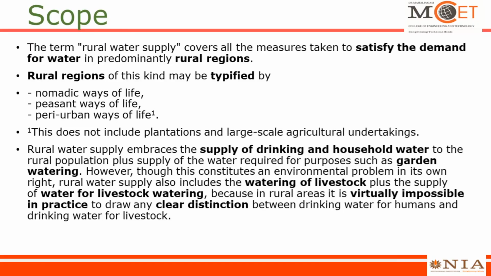Scope: the term rural water supply covers all the measures taken to satisfy the demand of water in the predominantly rural regions. So actually here I have taken the example of rural water supply scheme, right? The same thing can be modified or extended for an urban water supply scheme. So the rural regions of this kind may be classified as nomadic ways of life or peasant ways of life or peri-urban ways of life, right?